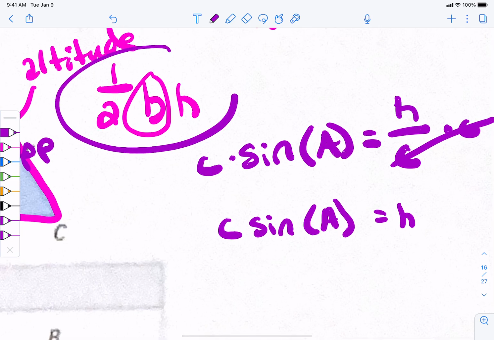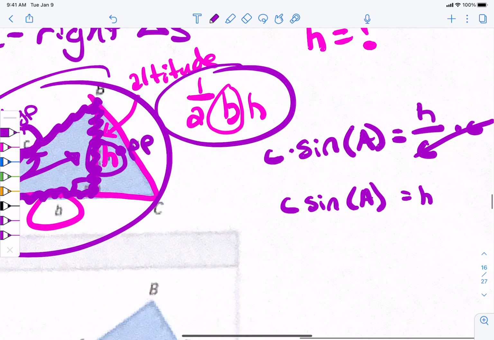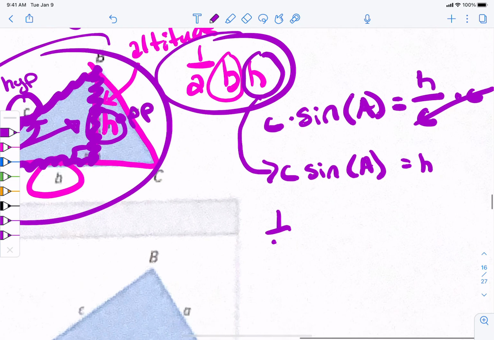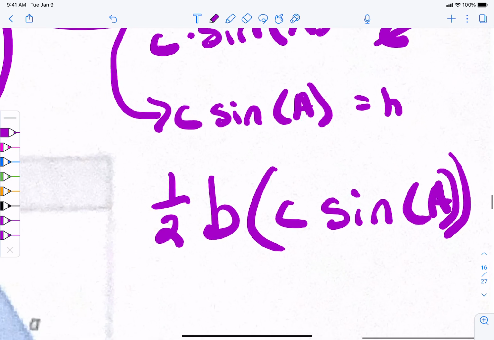So in the 1/2 base times height, when we're doing that for a triangle that's not a right triangle, they're saying, yeah, do 1/2 base times the height, but the height is actually going to be represented by this stuff. So your formula, 1/2 base times height, is actually C times sine of A. You see how that works? Instead of the height, you use C times sine of A, right? Because that's how you get the height in that triangle. Do you see how we got the height by using a trig function?